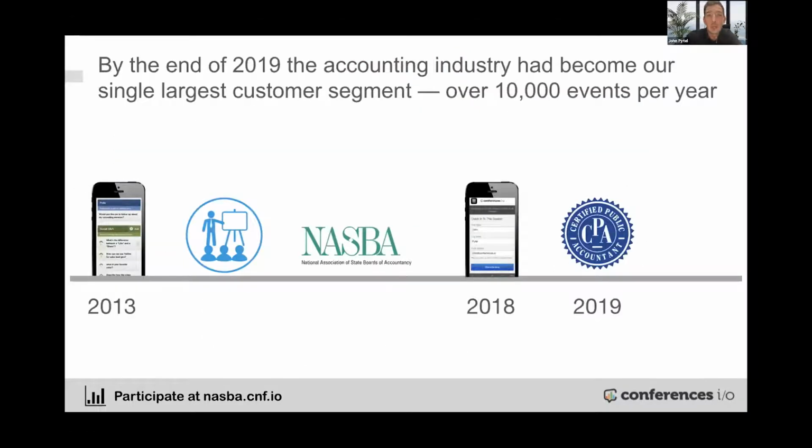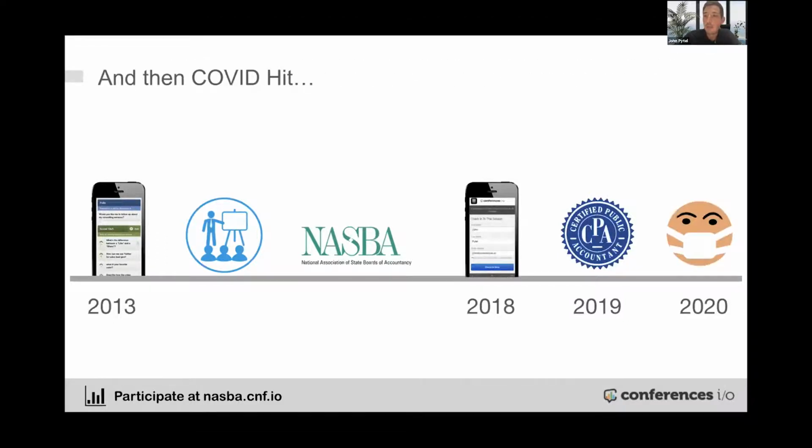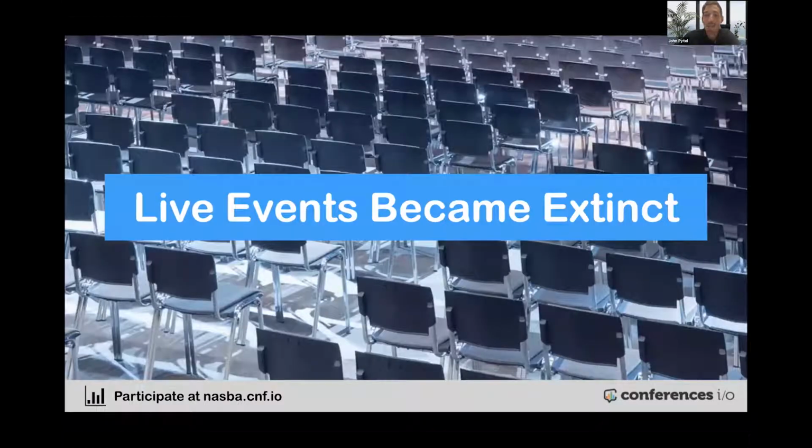So by the end of 2019, the accounting industry became our single largest customer segment, doing somewhere over 10,000 sessions or events a year. And then COVID hit, right? And suddenly live events became extinct, and they really have been for the past year and a half or so, really until recently.